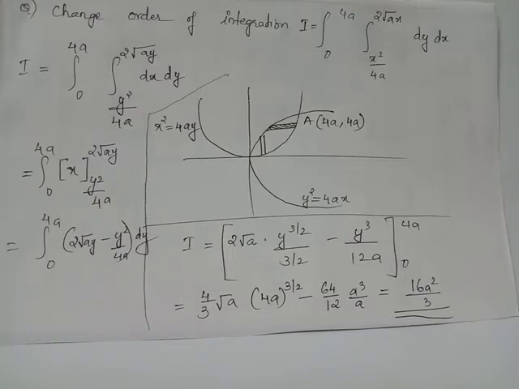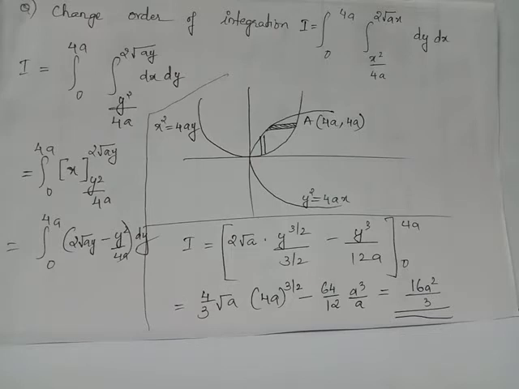Change the order of integration for the double integral I equals integral 0 to 4a, integral x square by 4a to 2 times root of ax, dy dx. Here we have been given the order of integration such that integration with respect to y is performed first and then we perform integration with respect to x.